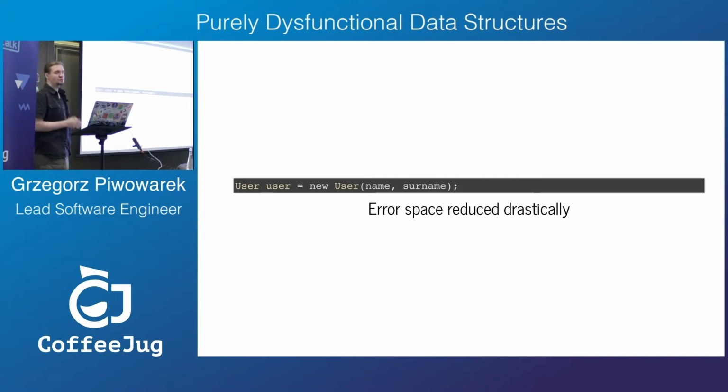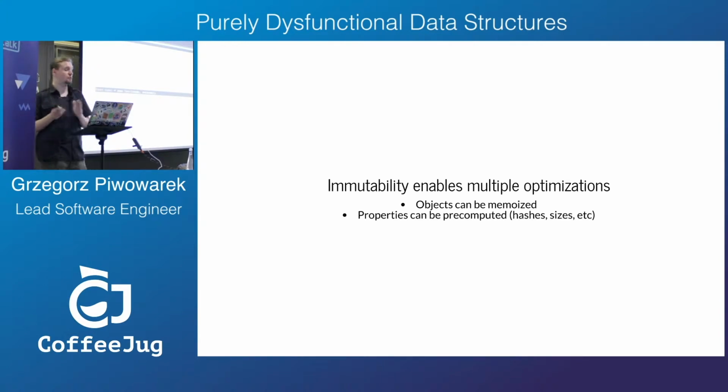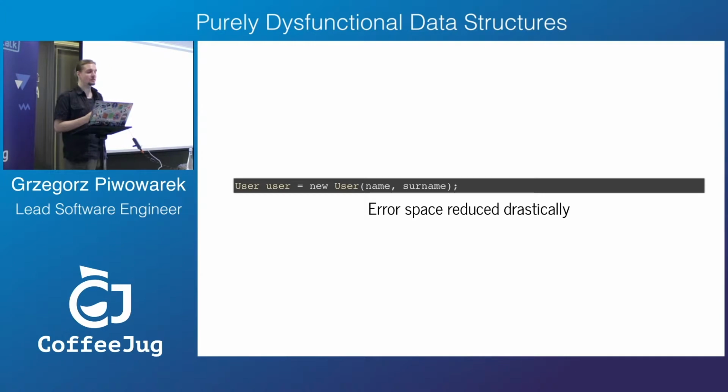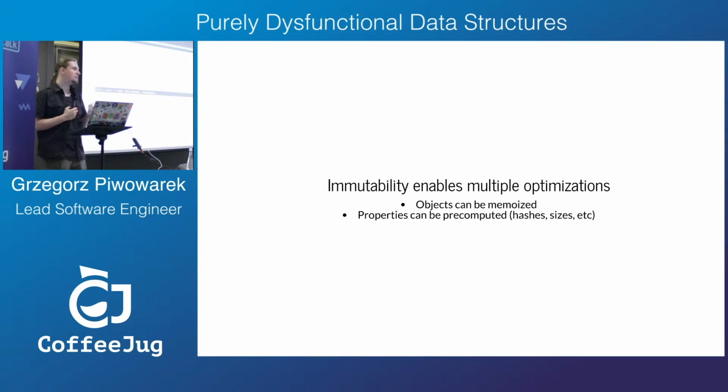Plus, another very cool thing about immutability is that it enables various optimizations. So, if we know that this user is immutable with a name and surname, we could potentially memoize it. We could put it in an object pool, just like we do with strings, and look it up whenever we need to. We don't need to duplicate them. Plus, things like hash codes and list sizes can be pre-computed and stored right in the object itself. Because if this object never changes, then the hash code will always remain the same. So you can pre-compute it on creation, store it in a field, and then just return it. Because it will remain constant, always.